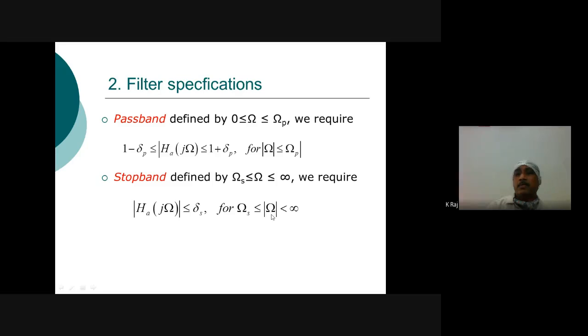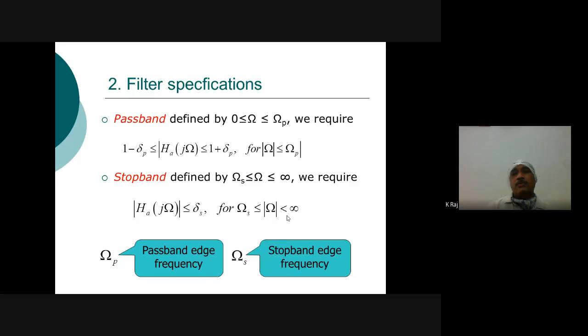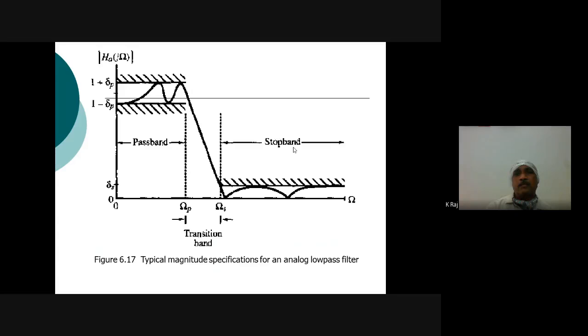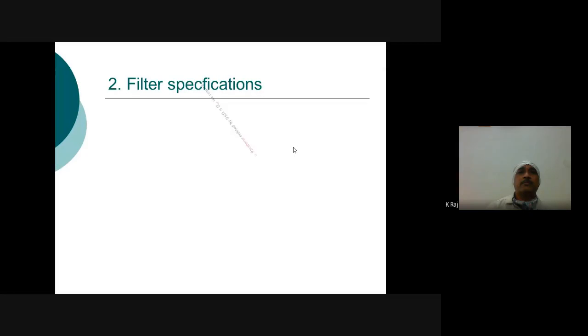And the magnitude of the frequency in the stop band lies from omega s to infinity. We are defining the filter in the analog domain here. The passband frequency is omega p and the stop band frequency is omega s. These are the mathematical representation of the analog low pass filter, and in the previous slide we have described the graphical representation of the analog low pass filter.